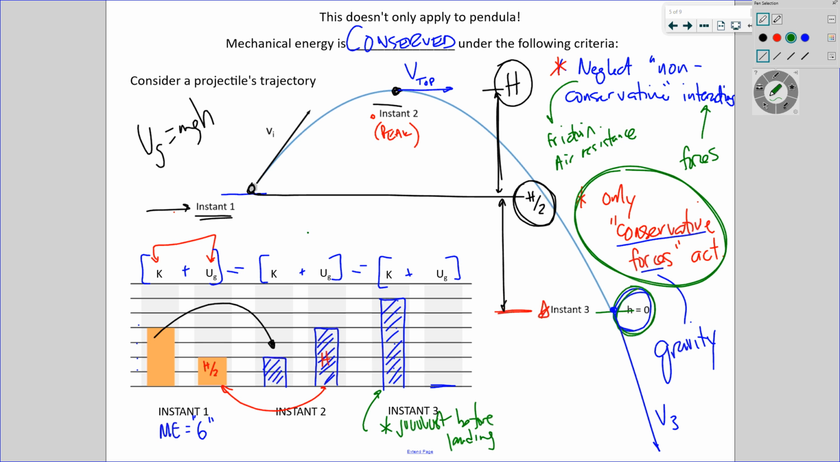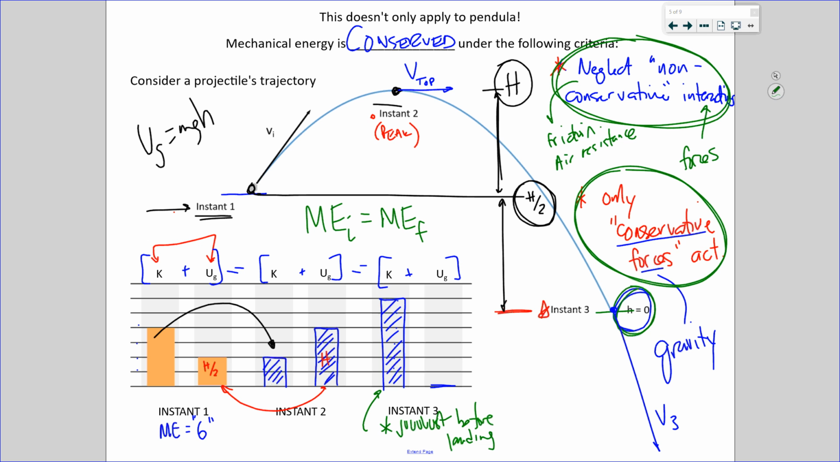employ, come to grips with that. As long as we're neglecting any interactions between the system and non-conservative stuff, if gravity is the only force acting on an object, or if gravitational interactions are the only interactions that happen in a system, gravity is defined to be a conservative force, that means mechanical energy is conserved. Mechanical energy at any one instant and any other instant must be the same exact amount.